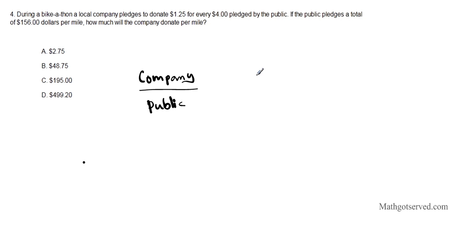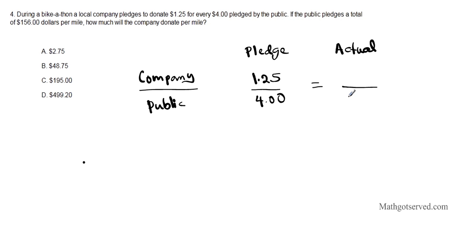The first fraction is going to be what they pledged, and the other one is going to be the actual figures that came in. So what did the company pledge? The company says $1.25 for $4 pledged by the public. And that equals the actual donation. What actually happened was that the public pledged $156, so that goes downstairs. And the question is, how much will the company donate?